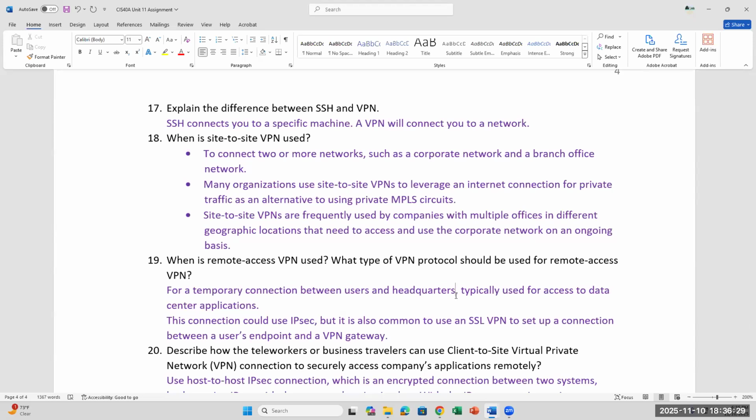Now, in most network environments, you often see that they would go to the IP security type of VPN. And so we would implement this so that way you can use SSL VPN for connection to the gateway. Okay, we clarify SSH compared to VPN.